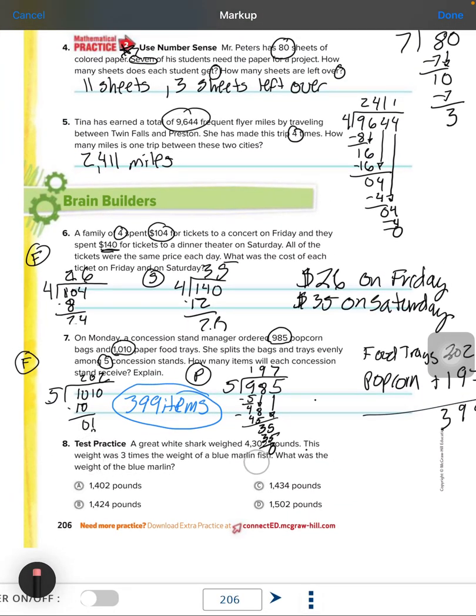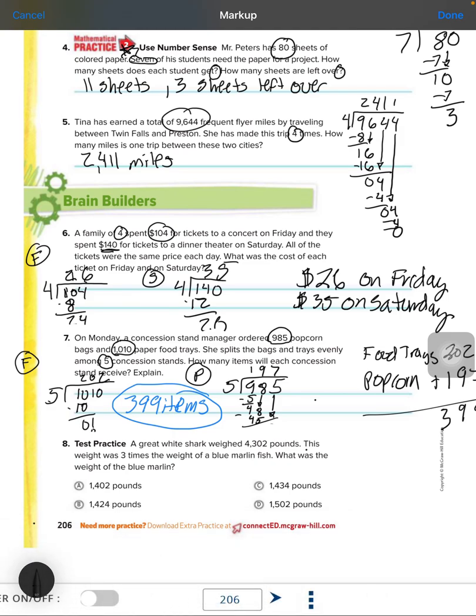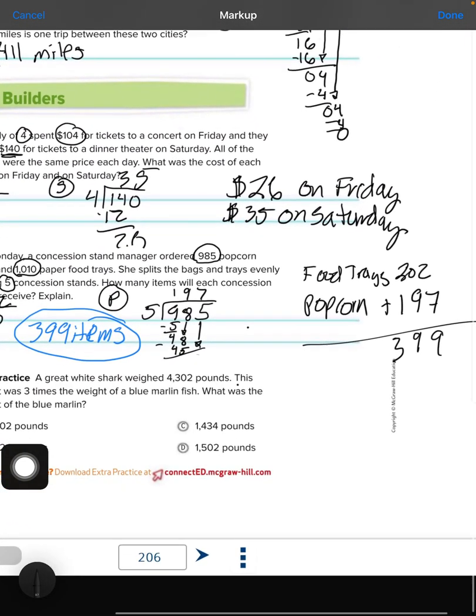Okay, I'm going to erase a little bit of that so I can see this question. A great white shark weighed 4,302 pounds. This weight was 3 times the weight of a blue marlin fish. My husband caught one of those. What was the weight of the blue marlin? All right, so they're pretty much trying to set up a problem so you can divide. There's our dividend, there's our divisor.